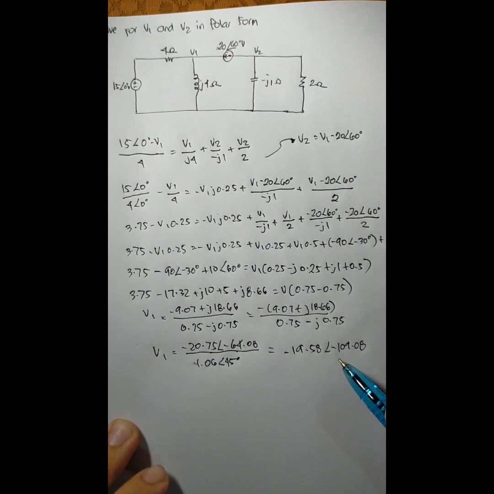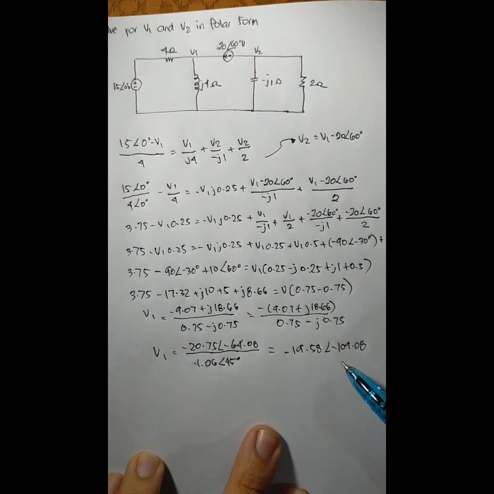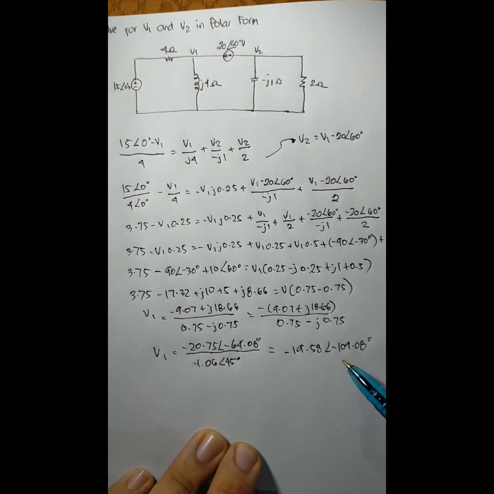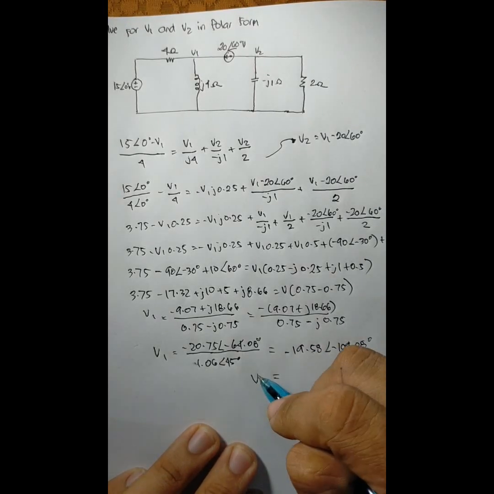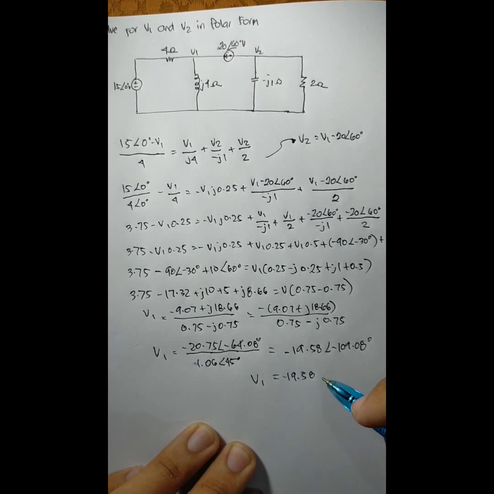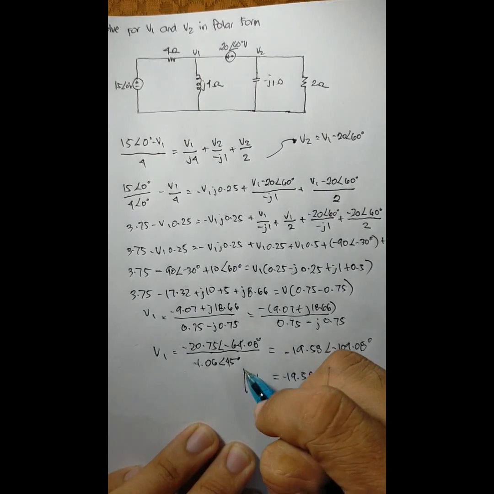Since we have a negative angle of 109.08 degrees, we can add 180 to become positive. So we have our V1 is equal to 19.58 angle of 70.92 degrees. So this is our V1.